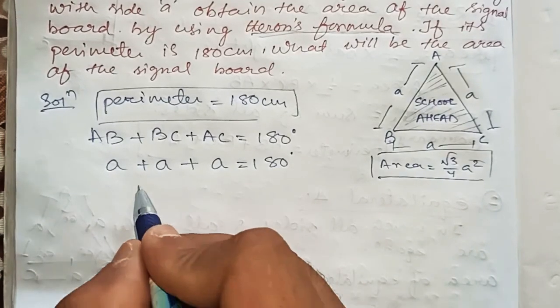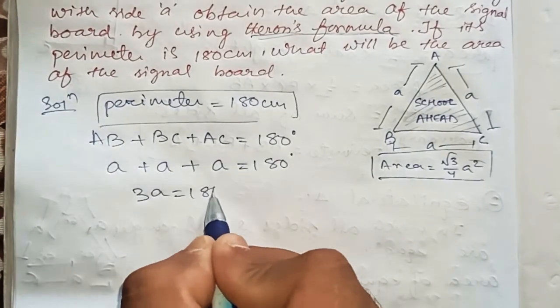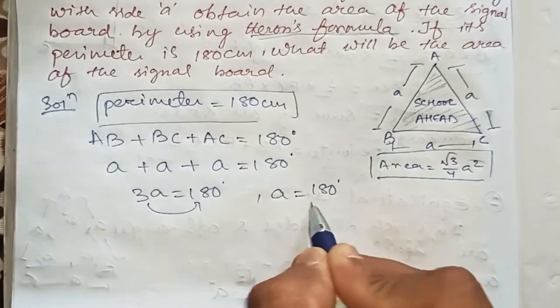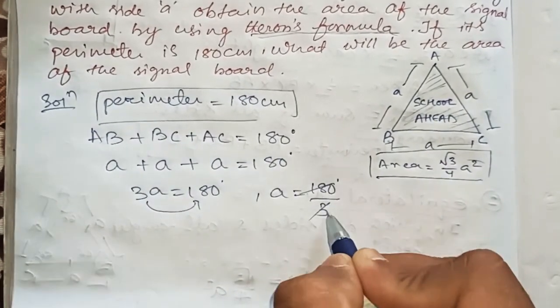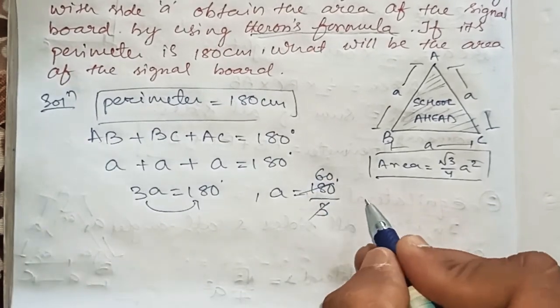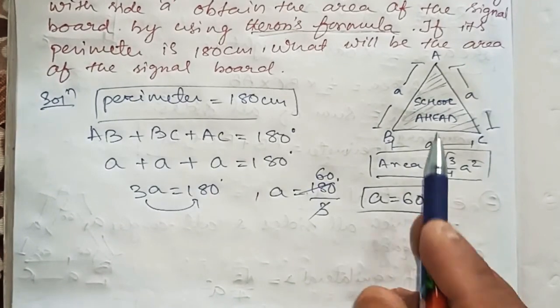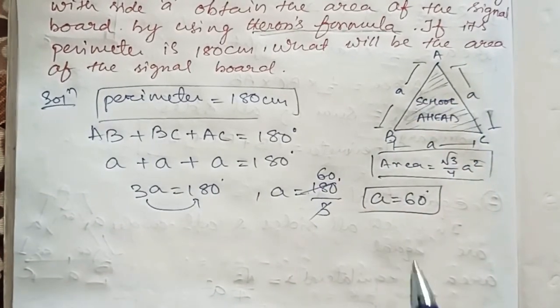a plus a plus a is 3a equals 180. Divide by 3: a equals 180 by 3, that is 60. So a we got is 60.